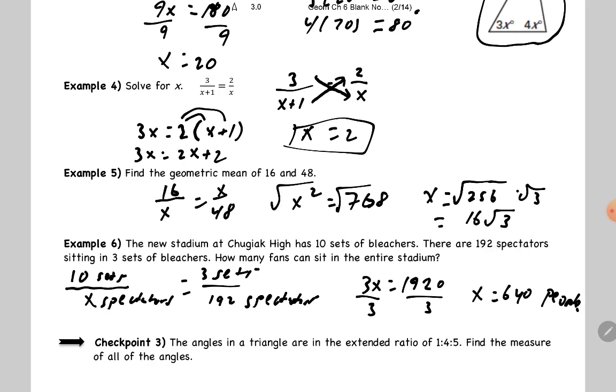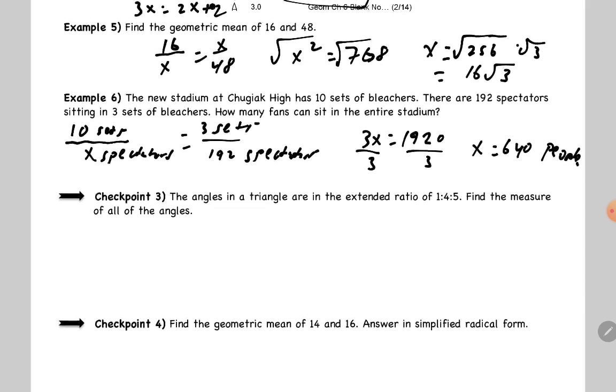So what I did there is we created a proportion, because we knew that 10 sets of bleachers, and we're trying to figure out how many can fit in the entire stadium. So there's 10 sets in the entire stadium, and we don't know, so we call it x spectators. But we do know that in 3 sets, there's 192 people. So that's why we can set them equal to each other, cross multiply, and find out how many people can be in the stadium.